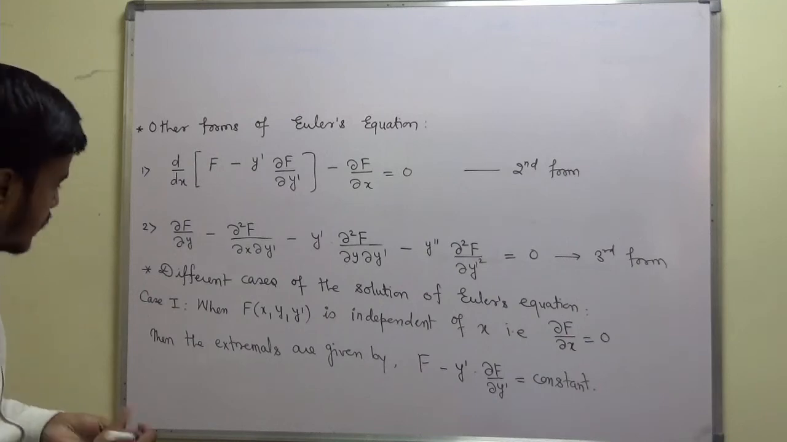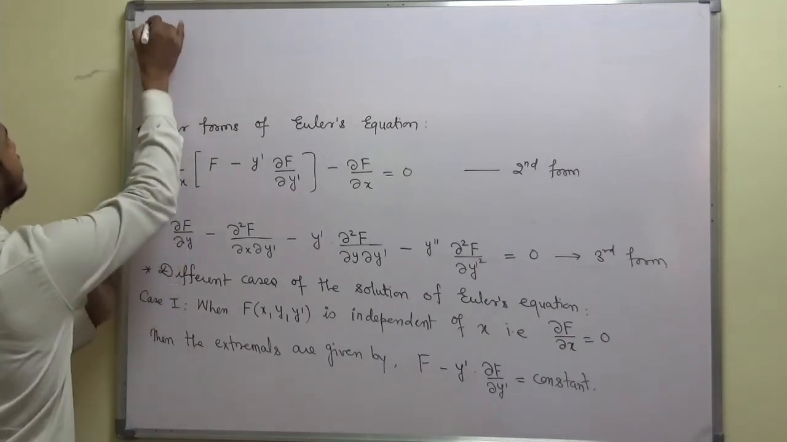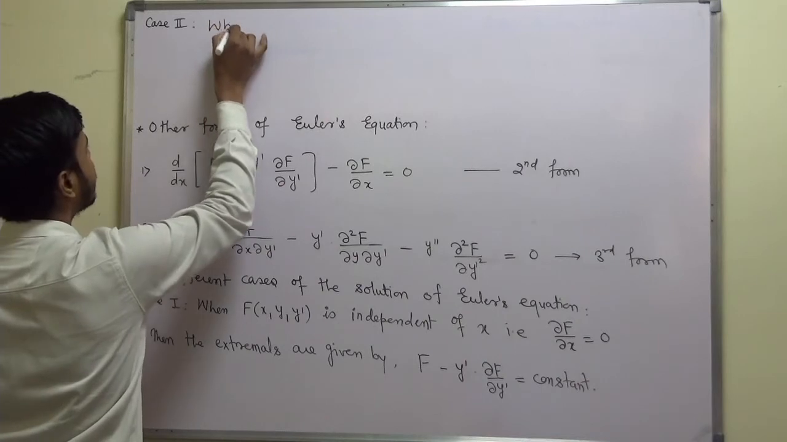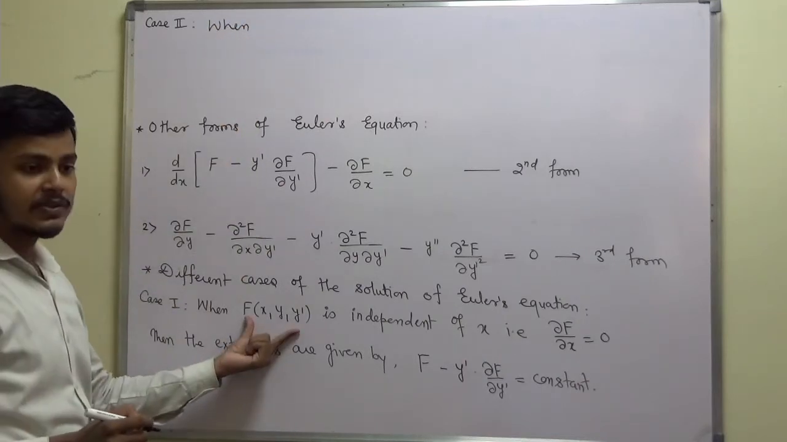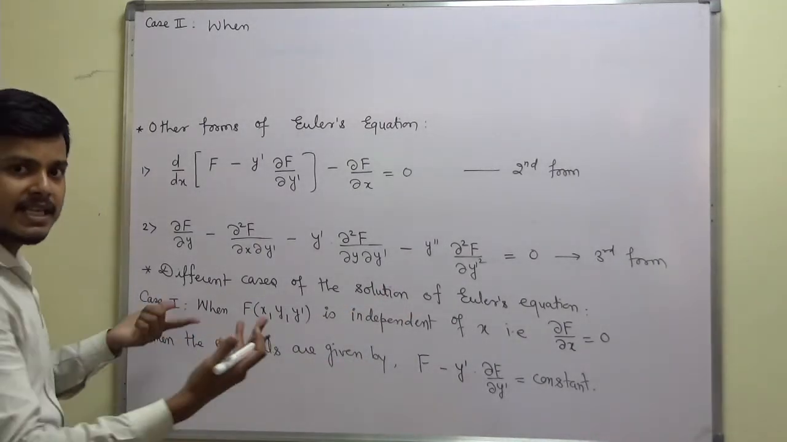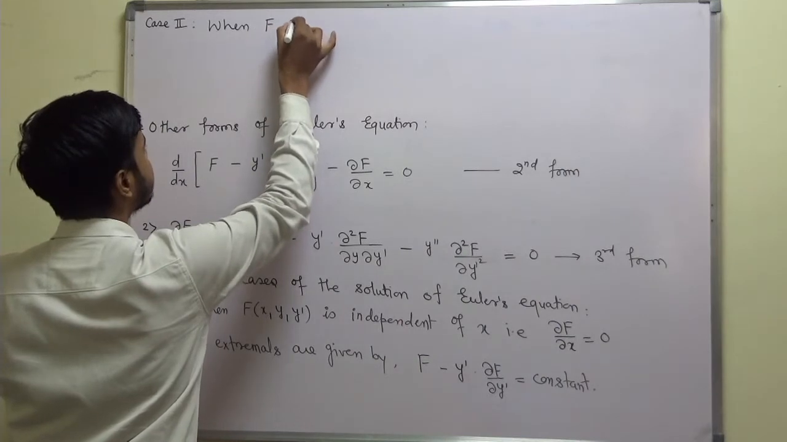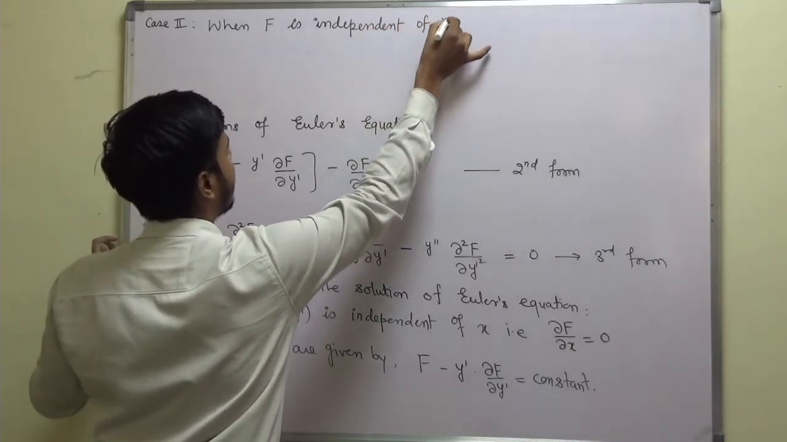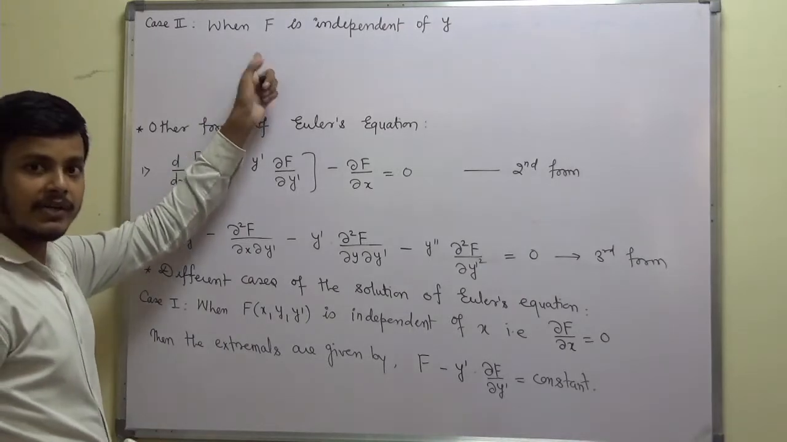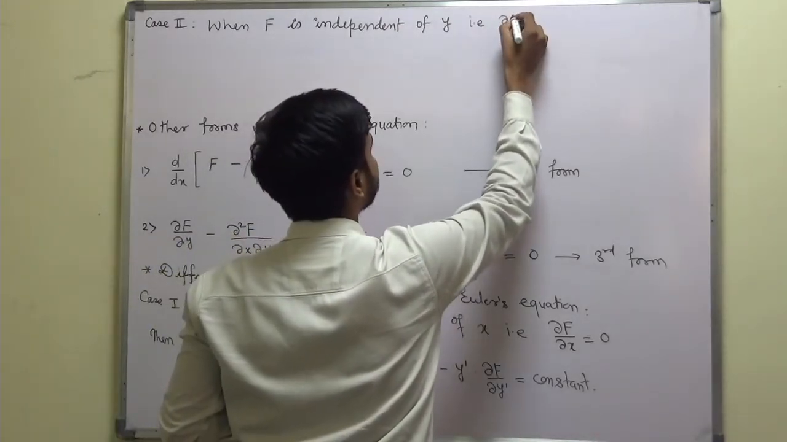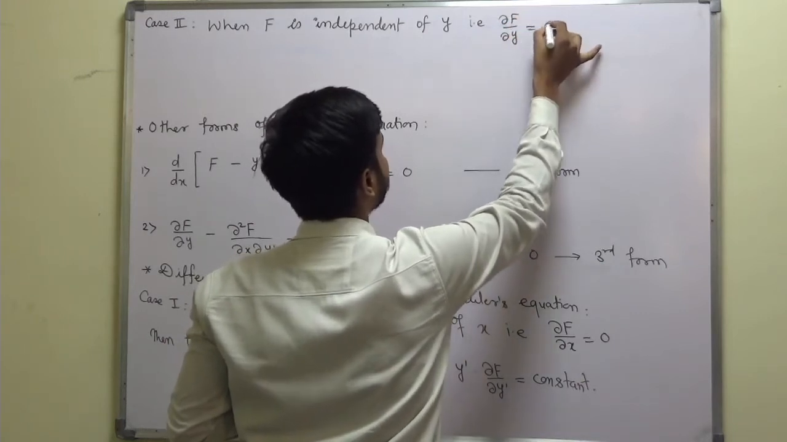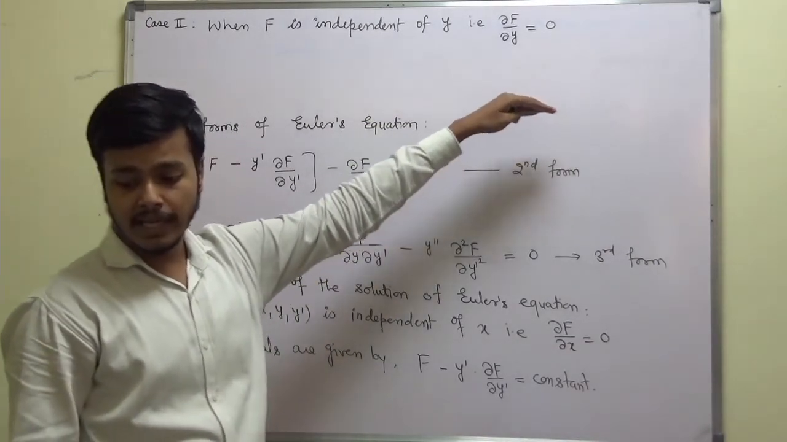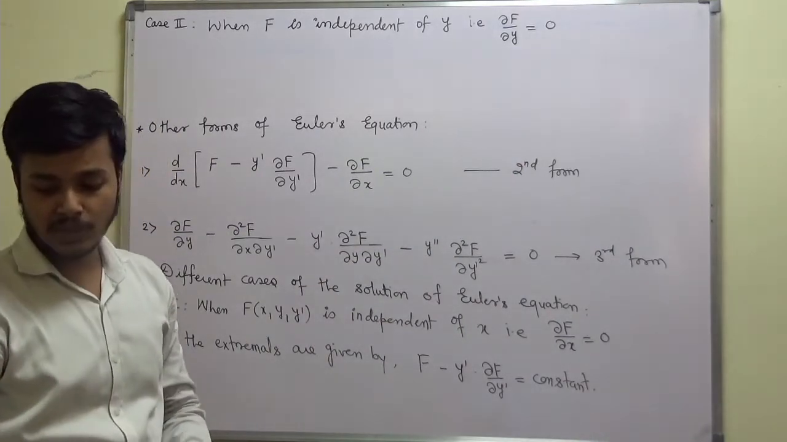So let us take case 2. So what is case 2? Now you can tell me what are the different cases you can obtain on the basis of this function. One time it is independent of x, second time it is independent of y. When f is independent of y, meaning thereby del f by del y is equal to 0. And we already had one equation: del f by del y minus d/dx of del f by del y dash is equal to 0.